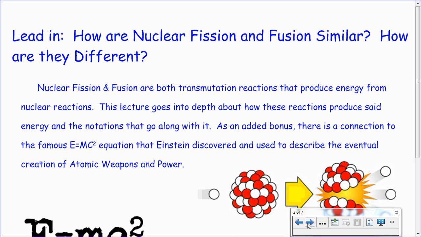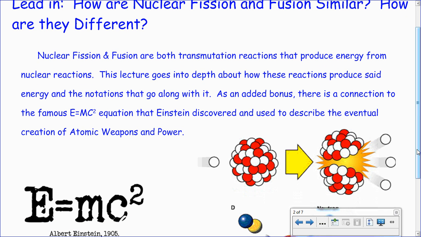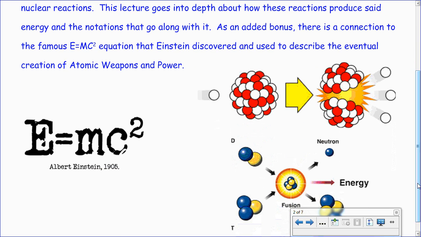Nuclear fission and fusion are both transmutation reactions that produce energy from nuclear reactions. Anytime a radioactive particle falls apart, a very, very small percentage of its mass is converted into energy. This connection is through that E equals MC squared equation, which is basically the amount of energy an object contains within it is equal to the mass of that object times the speed of light squared. Now, the speed of light is very large, so when you square it, it gets even bigger. And so even if you take something like a couple protons or a couple neutrons and convert them completely into energy, it's a lot of energy when that happens.